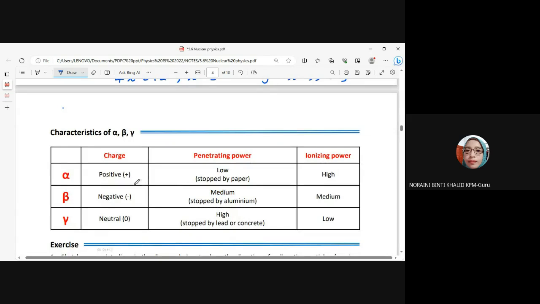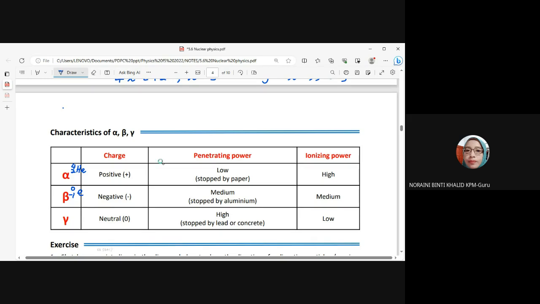Okay, let's look at the characteristics of alpha, beta, and gamma. I think you have studied in lower form about the properties of alpha, beta, and gamma. Alpha, as we know, is the nucleus of helium. A nucleus is positive, so the charge is positive. Beta is an electron, so of course it is negative. Gamma is an electromagnetic wave, so it is neutral.